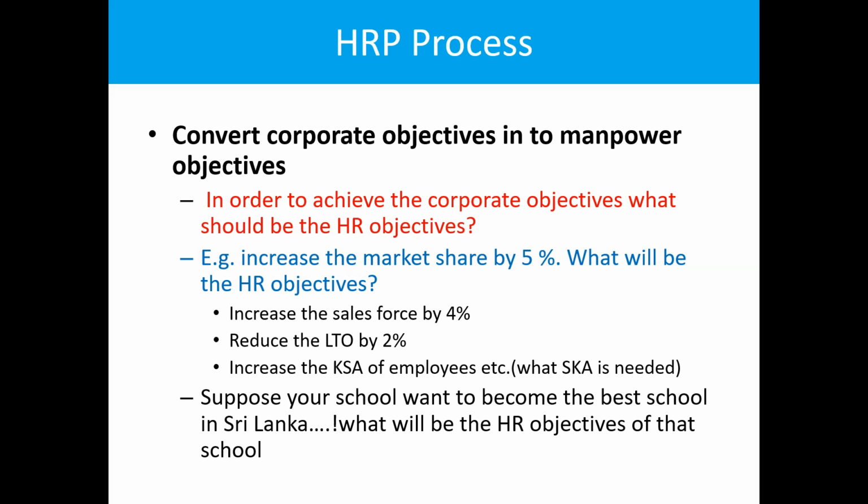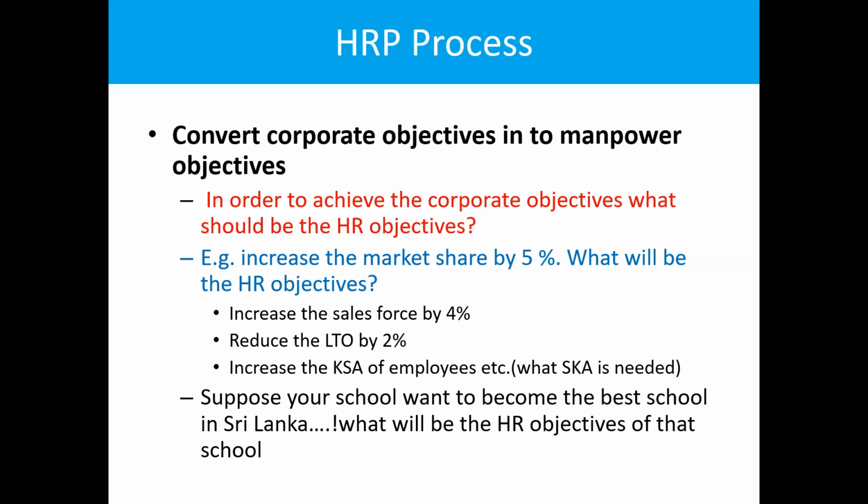Another HR objective is to reduce the labor turnover, reduce the LTO. LTO is the labor turnover. Turnover simply means the number of current employees leaving the organization at a given point in time, right? How do we calculate that? Number of employees who left divided by total employees, multiplied by 100. Then you get the labor turnover rate. It simply means the number of people who left the organization during a certain time period, right?